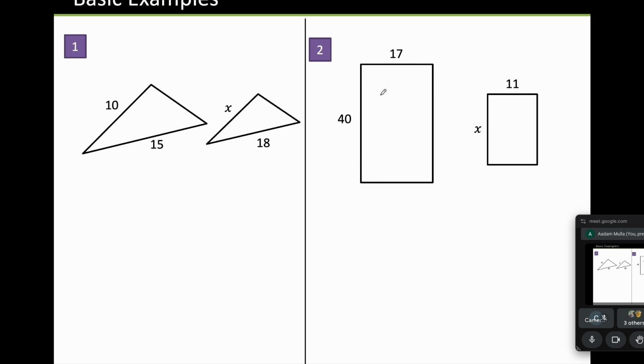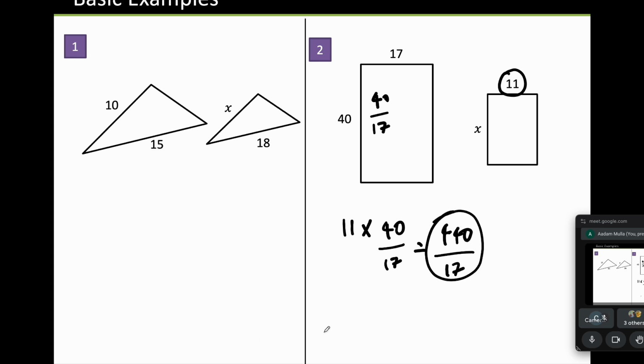So for this next one, I'm going to do 40 over 17. I need to multiply that by 11. Can't simplify that, unfortunately, so it would just be 440 over 17, and you can leave your answer like that. That'd be fine, unless it wants it as a decimal or whatever, but I doubt it would. So you can leave your answer like that.